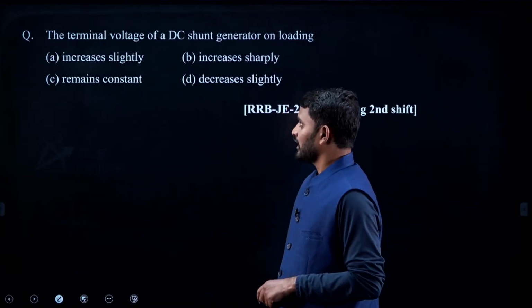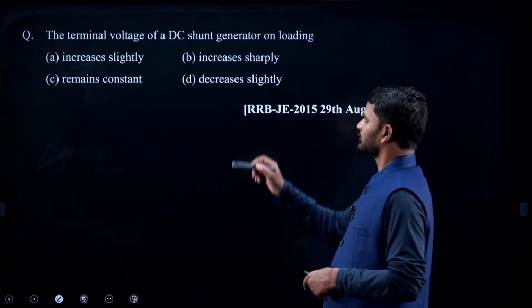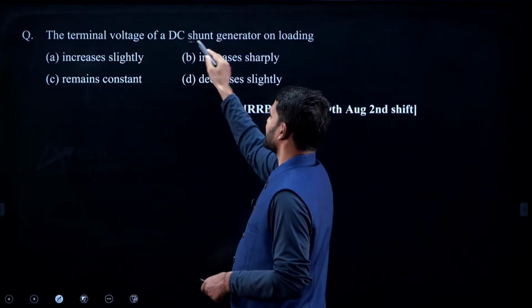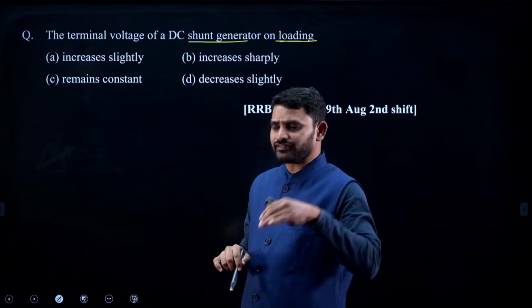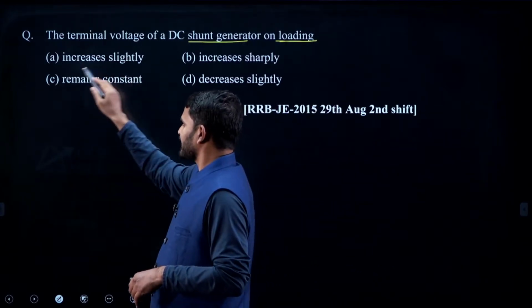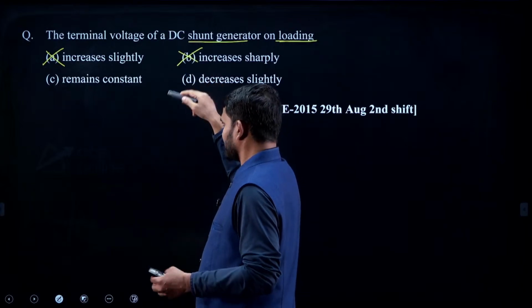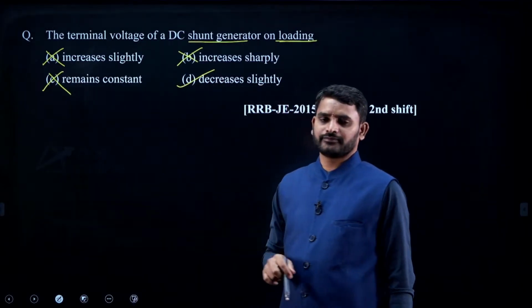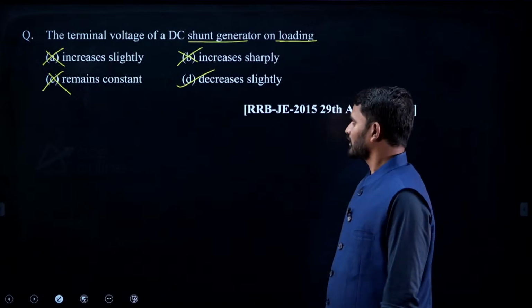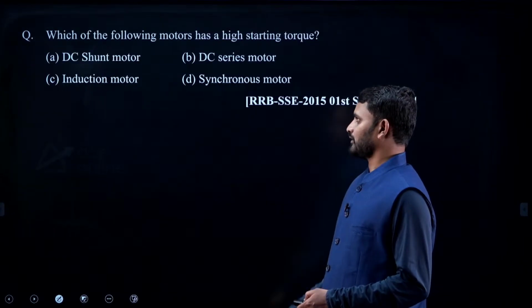Now, look at this one. The terminal voltage of a DC shunt generator on loading. So, whenever you are increasing the load, there is a slight fall, na? Increases slightly, will it increase? No. Increases sharply? No. Definitely not. Decreases slightly. Yes or no? Because of armature resistance drop, you can see a slight fall.